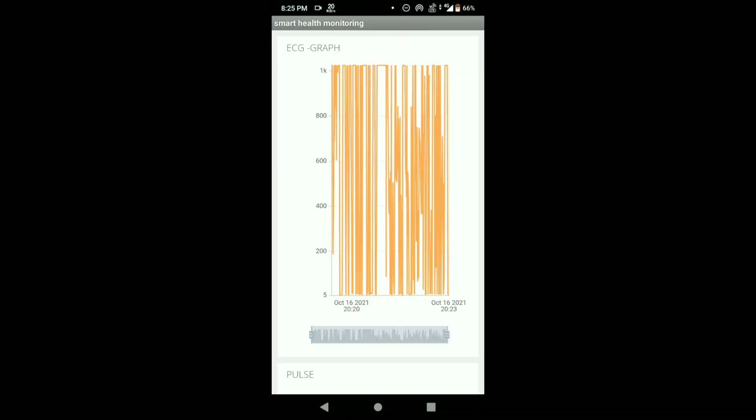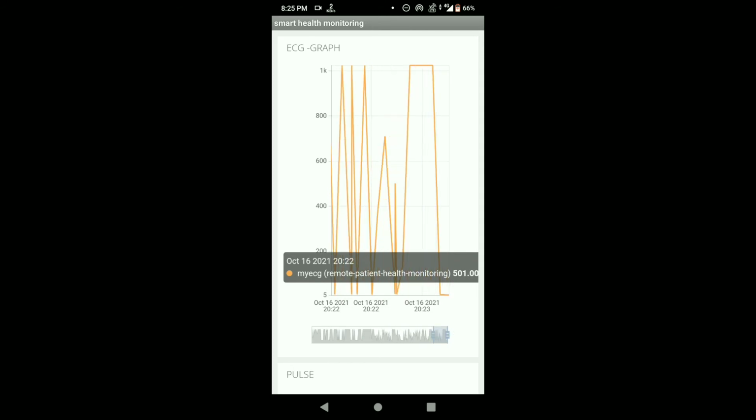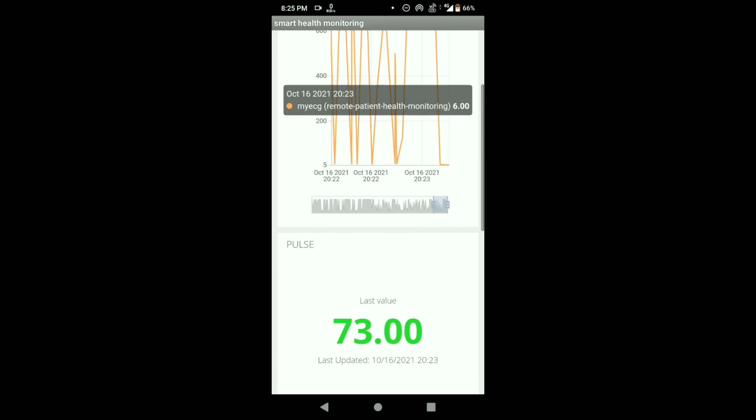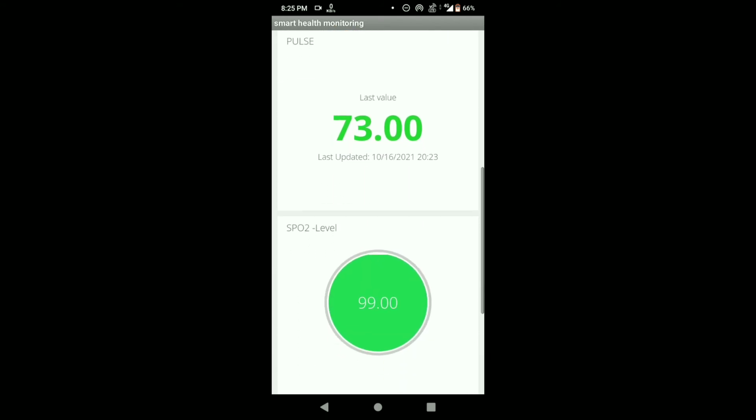This is our app. We can control the health monitoring system using our app. It shows all the information. This is the ECG graph. This is the pulse. This is the SpO2 level. And this is the temperature.